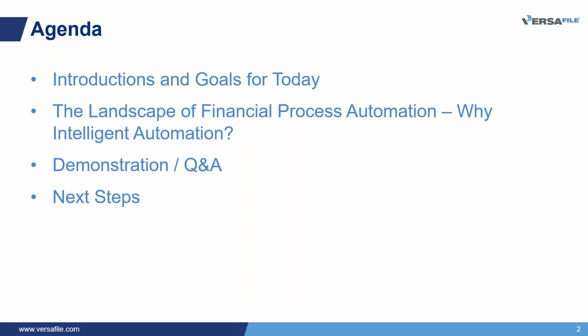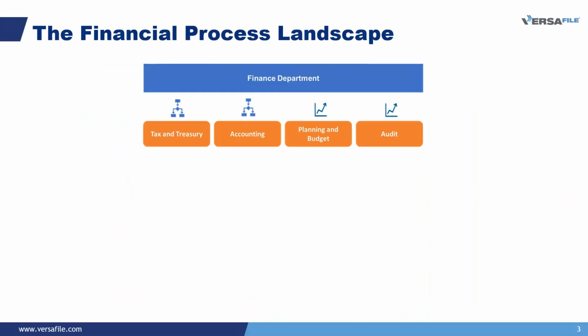And you might be saying, well, why financial process automation? Why is that a concern? Well, financial process automation, as it applies to your business, is where all of the management of cash and management of the health of the business takes place. And if you look at the typical finance department today, you'll see that it really encompasses four areas: tax and treasury, accounting, planning and budget, and also audit.